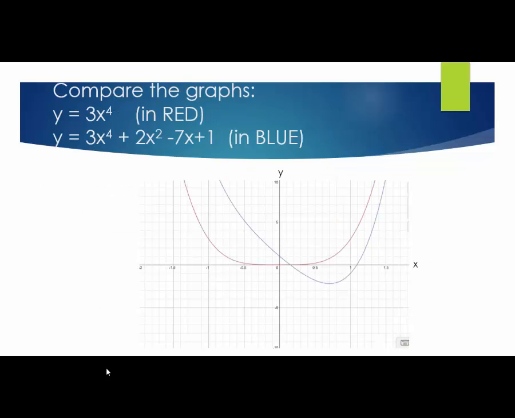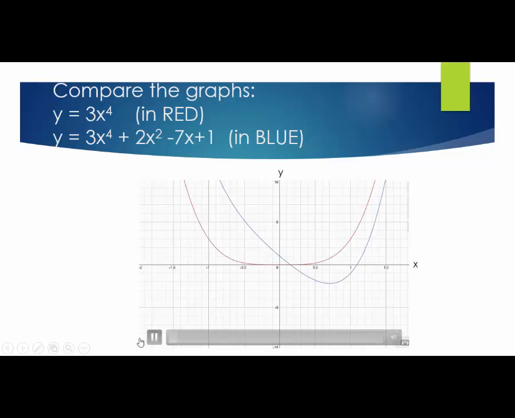All right, we were wanting to look at the graph of y equals 3x to the 4th plus 2x squared minus 7x plus 1. I want to just show you something here. I want to compare it to the graph of y equals 3x plus 4. So y equals 3x plus 4 is the red graph, and 3x plus 4 plus a bunch of other stuff is the blue graph. And let me just play you a little animation here to show you.